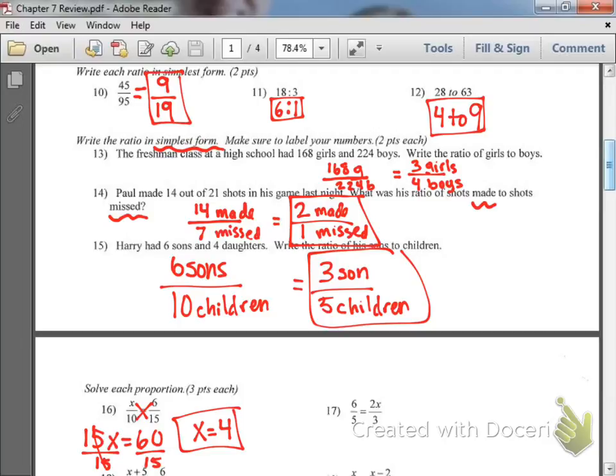Alright, jump over to 17. What is 6 times 3? 18. Good. What is 5 times 2x? 10x. And then what? Divide both sides by 10. So x is 18 over 10. What is 18 over 10 if you type it into the calculator?